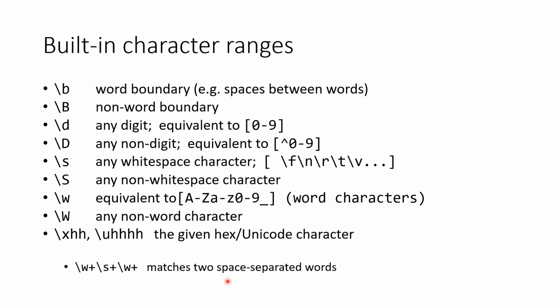There are also built-in character ranges, meaning that instead of typing in square brackets 0-9, you could just do \d. Instead of typing in all of the white space characters like tab and new line and space, you can do \s and so on. So let's just look at an example. I know that these are a lot of codes. You're not going to remember all of them, but let's look at an example, which is \w+\s+\w+. That is going to match 2 space separated words.